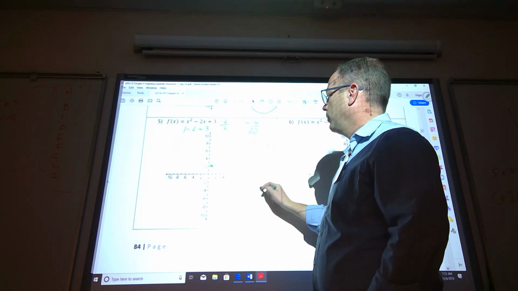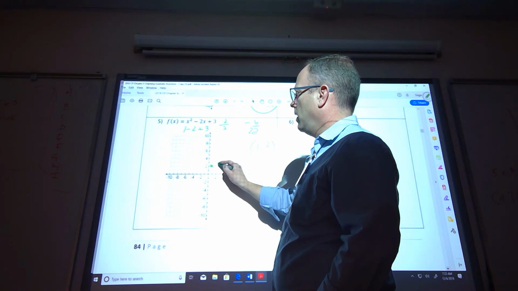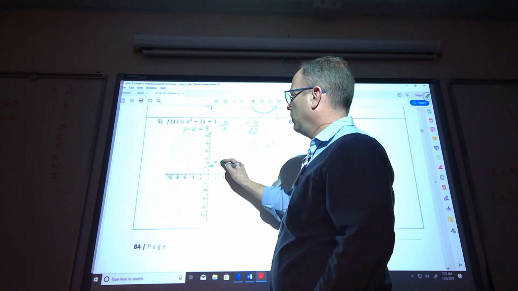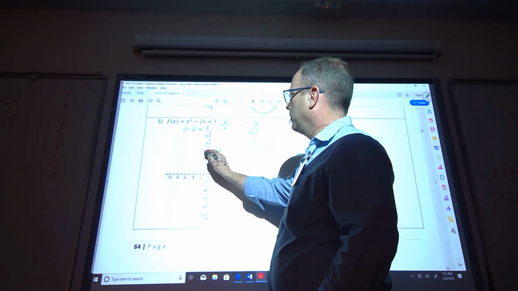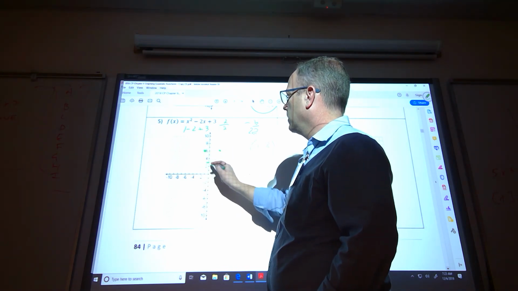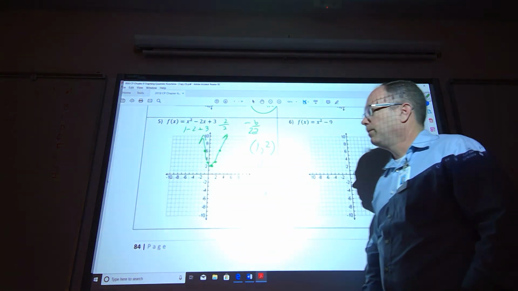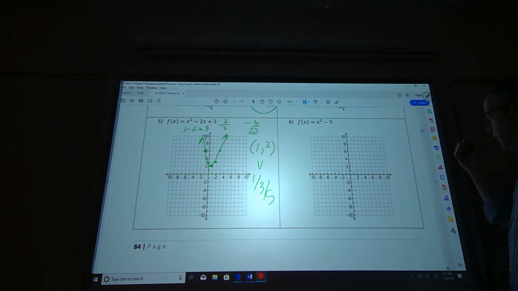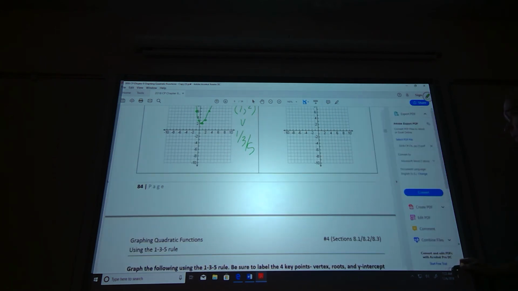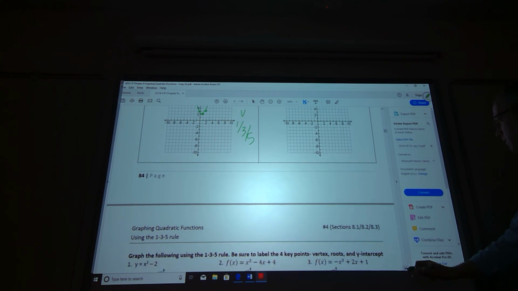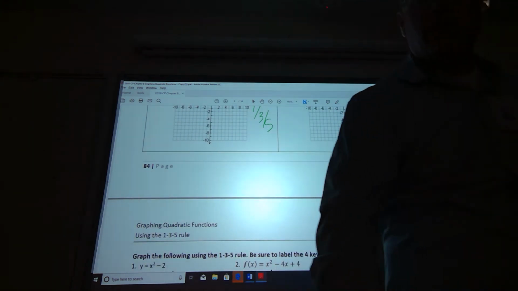My pattern graph of 1, 3, 5 works because my a value is 1. So from this point, I'm going to go right 1, up 1, left 1, up 1, right 1, up 3, 1, 2, 3. Left 1, up 3. And you can actually find the ordered pairs of those when you look at the graph. Okay? So you have all kinds of points. And that's it for this one.